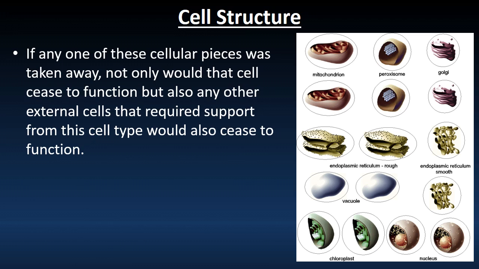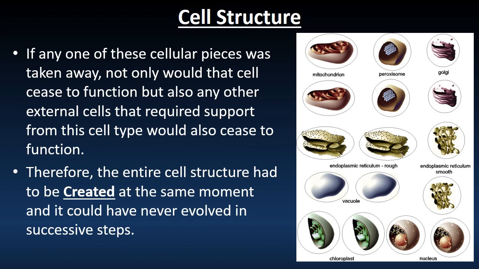If any one of these cellular pieces was taken away, not only would that cell cease to function, but also any other external cells that required support from that cell type would also cease to function. Therefore, the entire cell structure had to be created at the same moment, and it could never have evolved in successive steps.